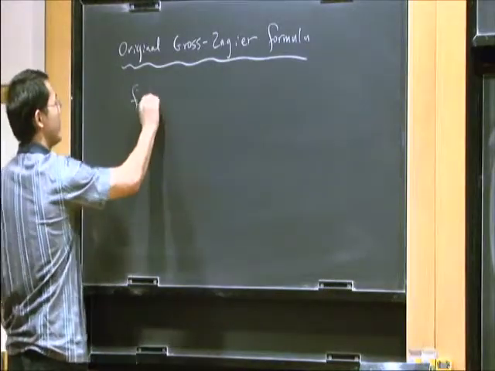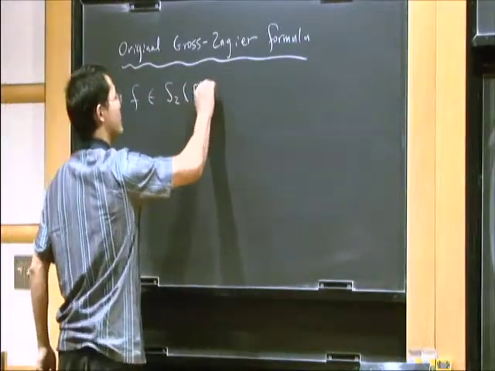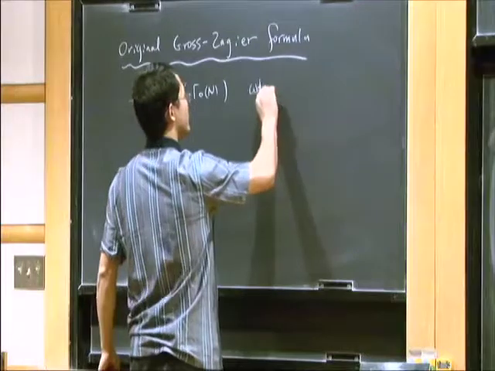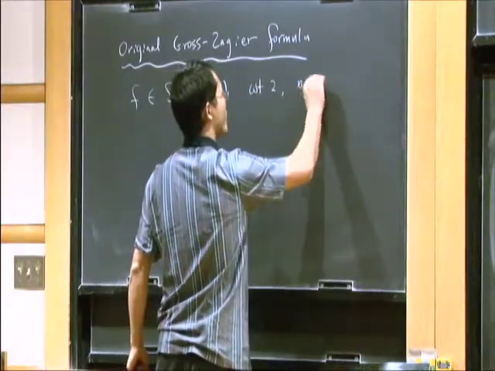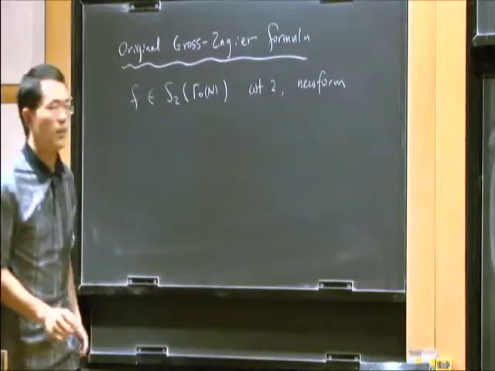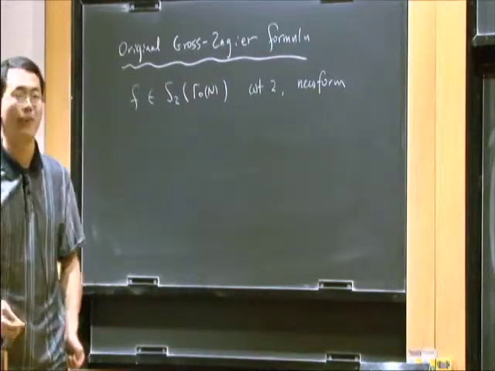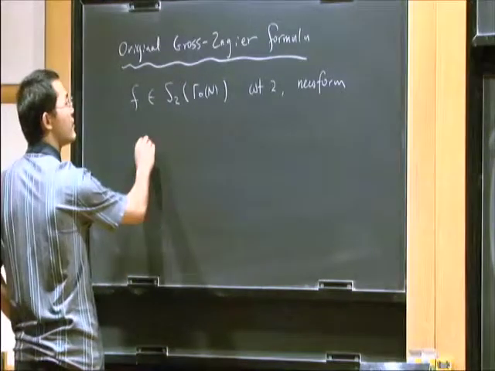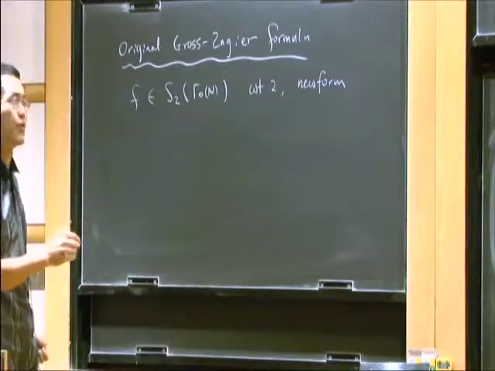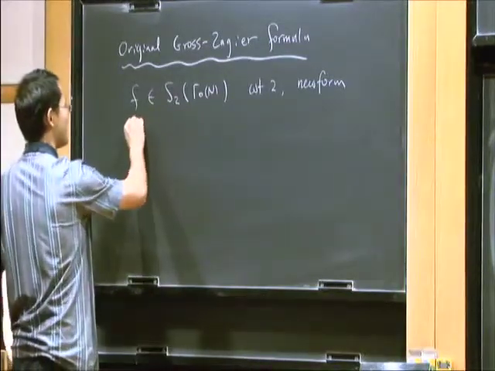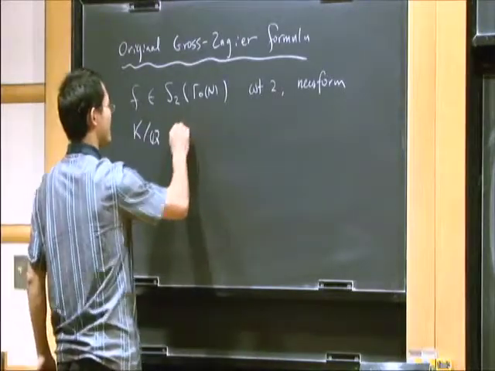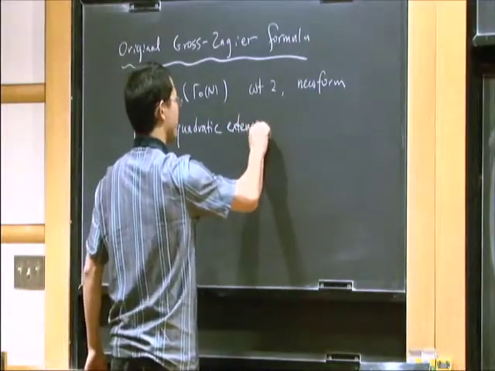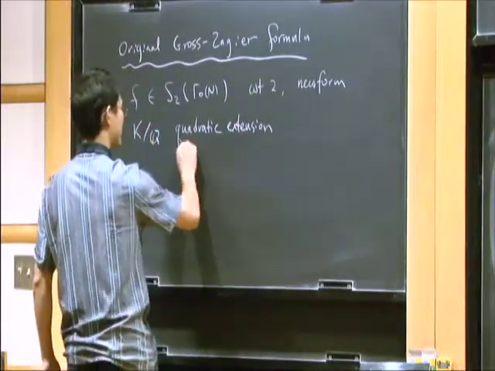So let f in S_2(Γ_0(N)) be a newform. So it's a holomorphic cusp form, which is an eigenform and normalized such that a_1 is 1. And then we take a quadratic extension, K over Q, an imaginary quadratic extension.